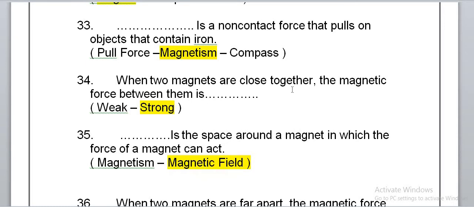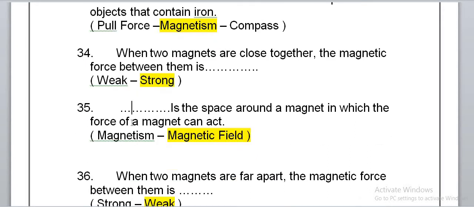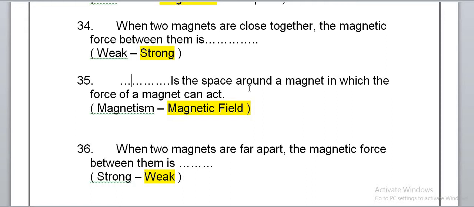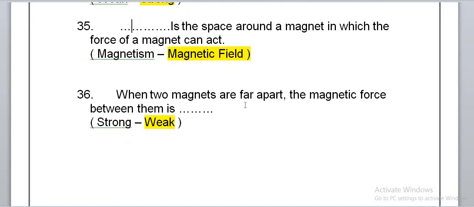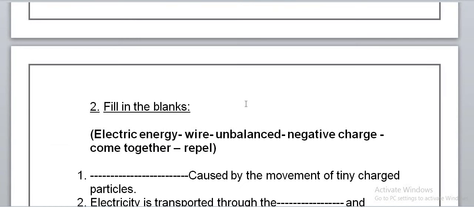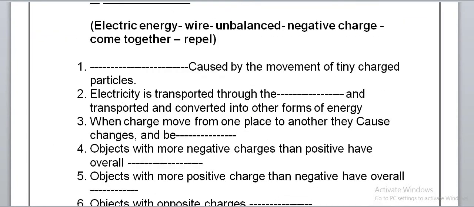When magnets are close to each other, the magnetic force will be strong, but when they are far apart, it will be weak. What is the space around the magnet called? It's called the magnetic field. The magnetic field is the space around the magnet where the force can act. When two magnets are far away from each other, the magnetic force will be very weak. This is about electricity.